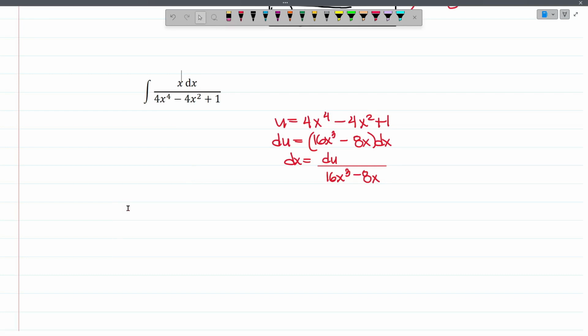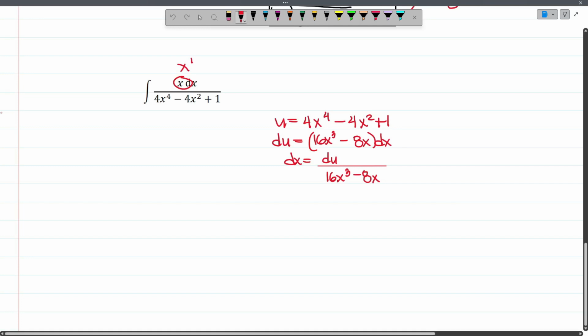Now, you have to remember that your u should only be 1 degree higher than the numerator or the denominator, depending on which you want to cancel. Thus, to solve this problem, our u must be x squared, so that it will only be 1 degree higher than the degree in our numerator. Because again, this is x to the power of 1. And then if we move 1 degree higher, we have x squared. And so it will be ideal to use this as our u.